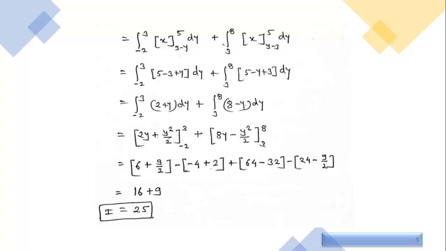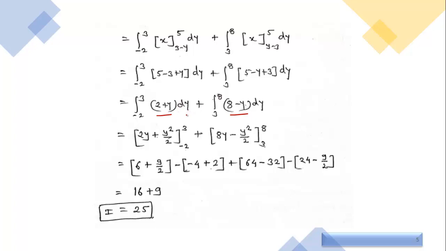So x gives you 5 minus the lower limit. Because of the minus sign, 3 minus y becomes minus 3 plus y. On the same line, x with upper limit 5 minus x with lower limit y minus 3, because of the minus sign, we get minus y plus 3. If we simplify, we get 2 plus y and 8 minus y. Now integration with respect to x is over. Now what is left is with respect to y.